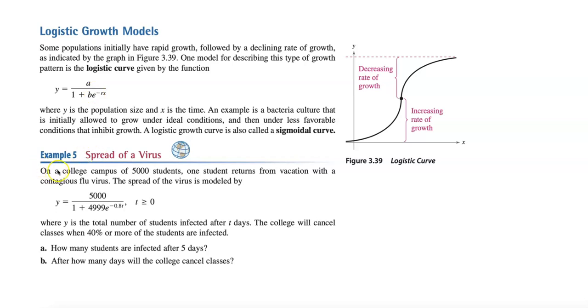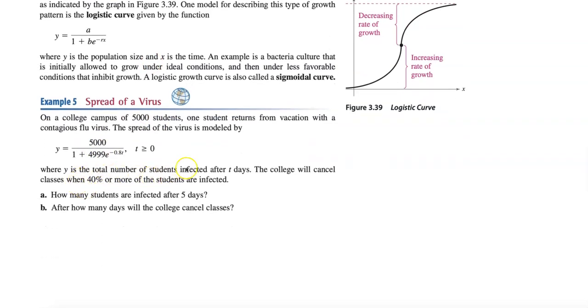It's like here, on a college campus of 5,000 students, one student returns from vacation with a contagious flu virus. It's a little too close to home. The spread of the virus is modeled by this. Now, if you notice on top, it's 5,000, right? That's the number of students. You can't have more people with the flu than the number of students. That's why that's like the max. So when you have one of these, it's nice because they actually have a maximum.